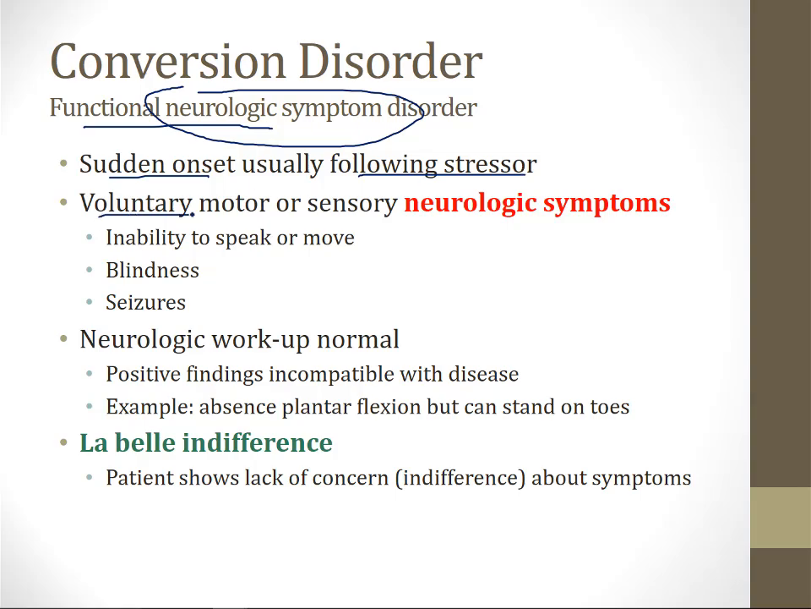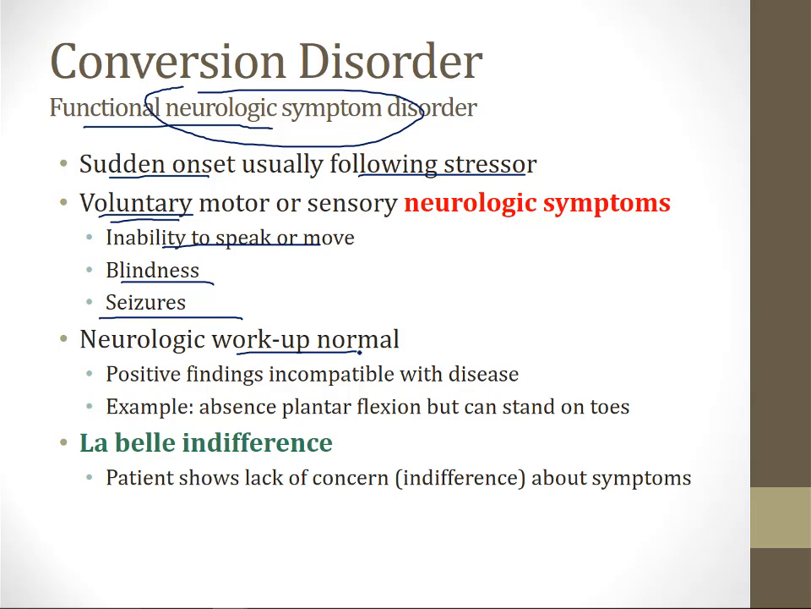These patients develop voluntary motor or sensory neurologic symptoms. So for example, they may say that they are unable to speak or move. They may say that they can't see, or they may even have seizures. However, it's a voluntary problem. The neurologic workup is normal and there's no evidence of a central nervous system disorder.